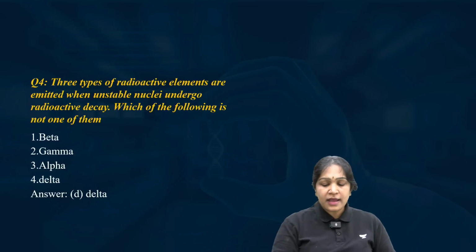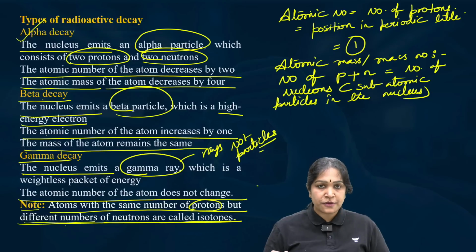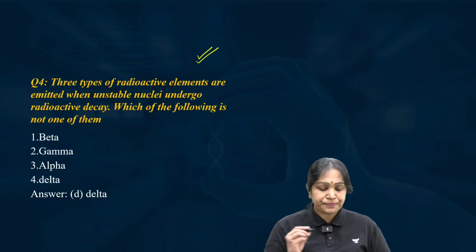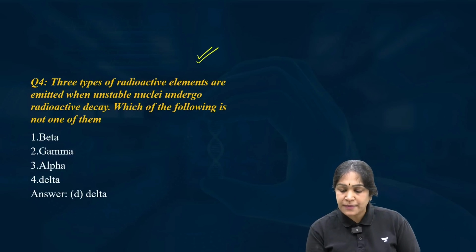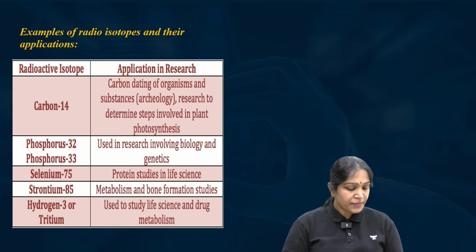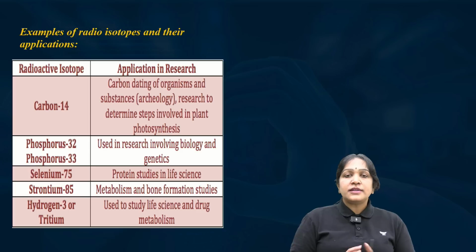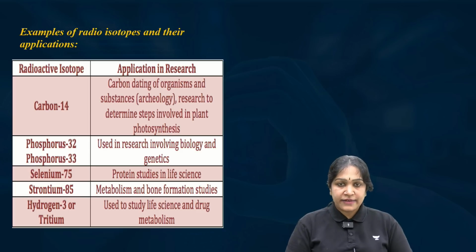So here I have given one practice question. After understanding the types of decay, here I have given a practice question about the types of decay. There are three types of radioactive emissions which are emitted when unstable nuclei undergo radioactive decay. Which of the following is not one of them? Okay, participate in that.